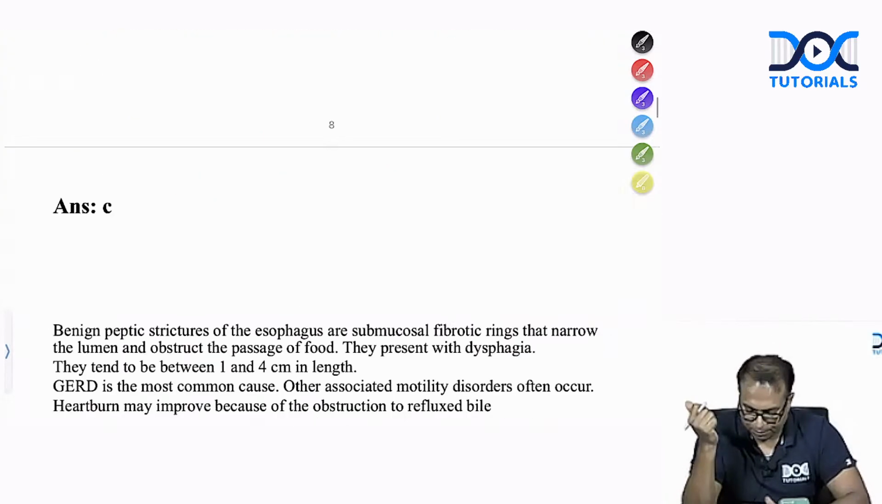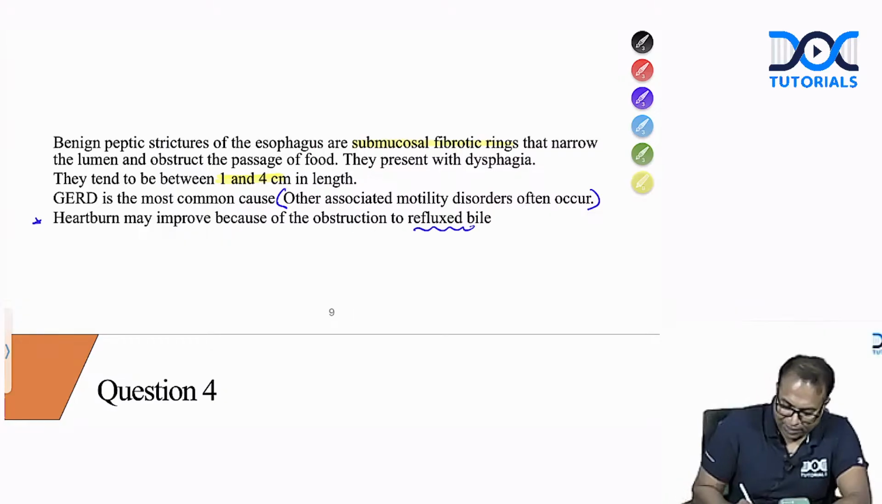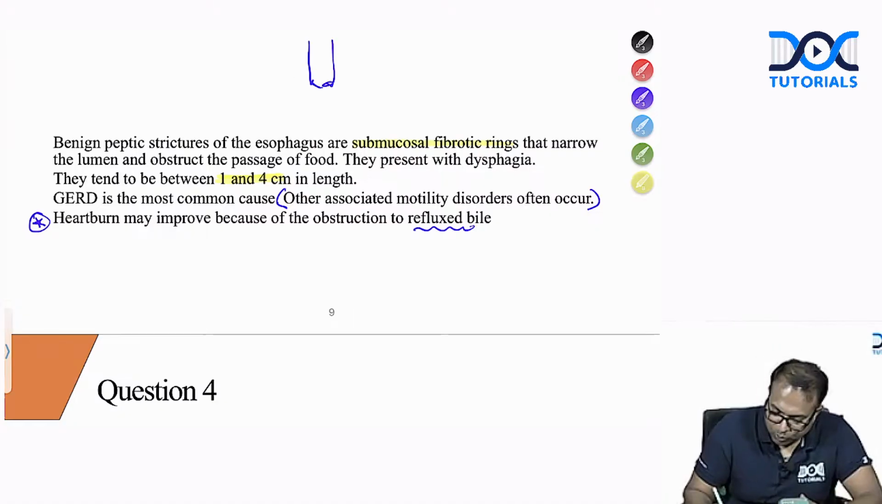Now the fourth concept is related to benign peptic stricture of the esophagus. These are submucosal fibrotic rings that narrow the lumen and obstruct the passage of food. They present with dysphagia and tend to be between 1 to 4 centimeters in length. GERD is the common cause. Other associated motility disorders often occur. Heartburn may improve because of obstruction of refluxed bile. This is a very interesting line. Those who have a peptic stricture, once the stricture forms, the acid cannot come up beyond the stricture. So therefore, heartburn may improve.